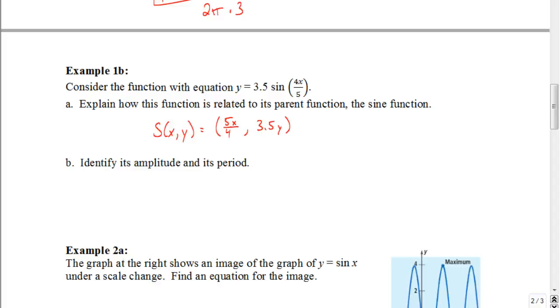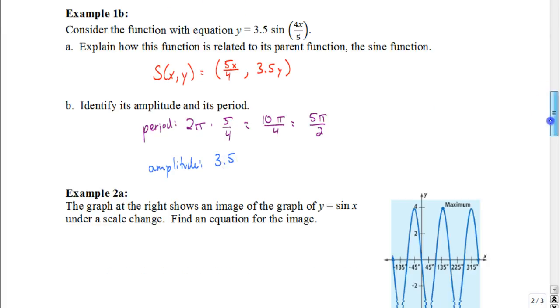So to find its amplitude and its period, I always like to find the period first, only because it works with the a value, the first value there. So the period is going to be, I always take 2 pi times our a value, which is 5/4. When you multiply those together, you get 10 pi over 4. Reduce that, because you always want to reduce your fractions, and you get 5 pi over 2. So the period would be 5 pi over 2. The amplitude is just whatever b is. B is 3.5, so our amplitude is 3.5.